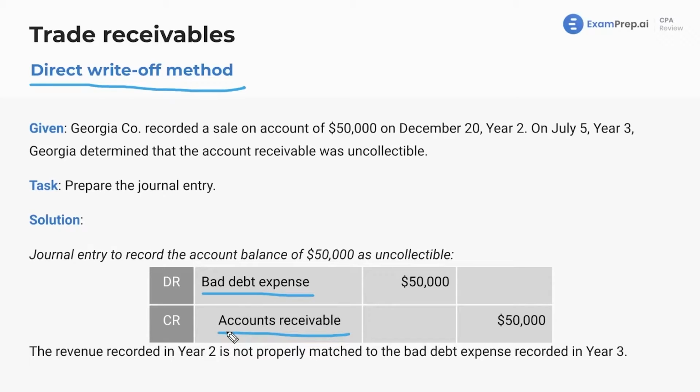And same effect to the net accounts receivable, because under the allowance method, we'd have accounts receivable and then we'd have an increased allowance for doubtful accounts. So same net effect on net accounts receivable, but the actual asset is being changed in this one. Keep in mind the revenue recorded in year 2 is not properly matched to the bad debt expense that is recorded in year 3. That's one of the issues there and why I like the allowance method better.